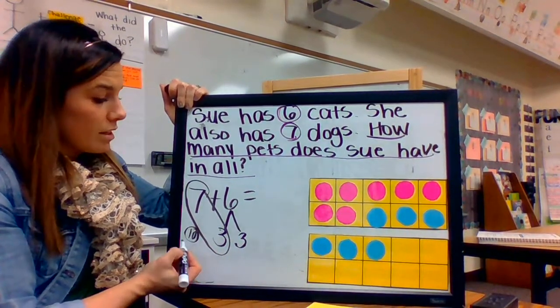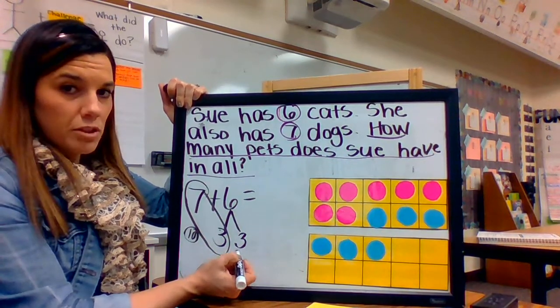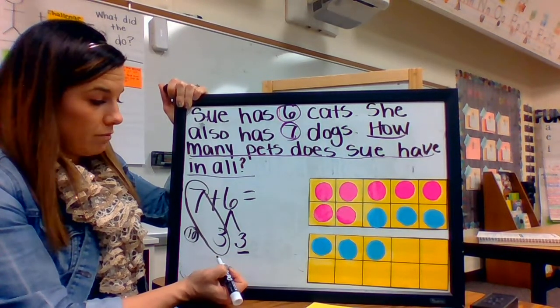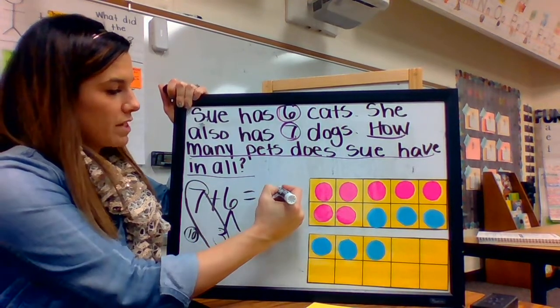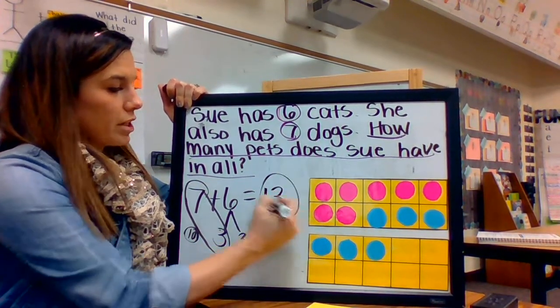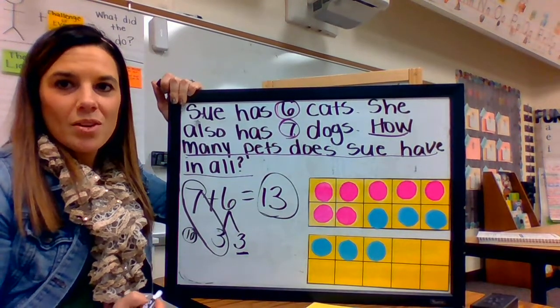Okay, so this is where it gets easy because I have one group of 10. How many do I have left over? 3. Because remember, I added the 7 and the 3. So if I have one group of 10 and 3 left over, my answer is 13. She has 13 pets.